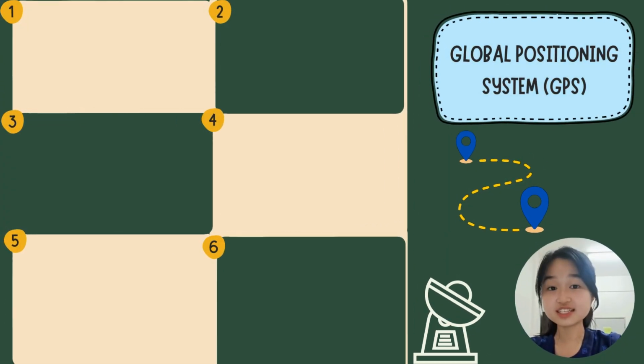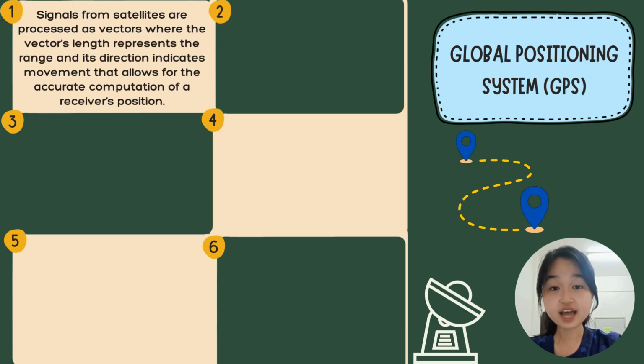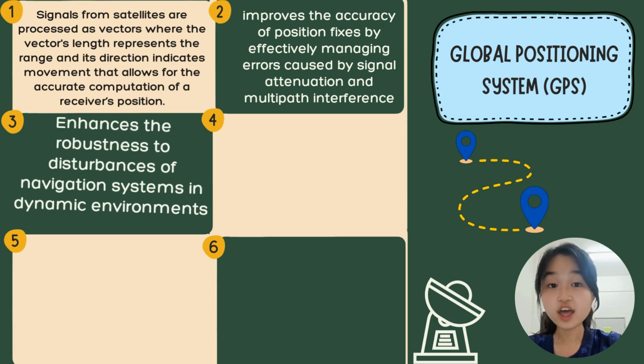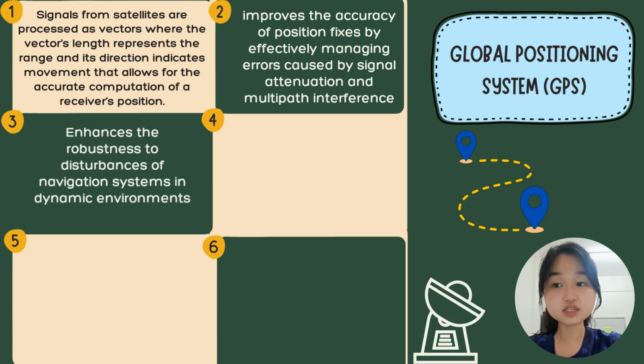Next, Global Positioning Systems (GPS). In GPS systems, the signals from satellites are processed as vectors, where the vector's length represents the range and its direction indicates movement, which allows for the accurate computation of a receiver's position. This vector-based approach not only improves the accuracy of position fixes by effectively managing errors caused by signal attenuation and multipath interference, but also enhances the robustness to disturbance of navigation systems in dynamic environments.